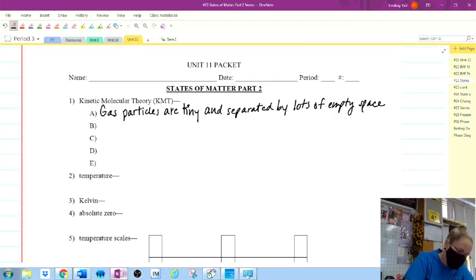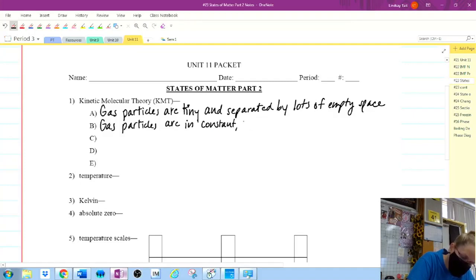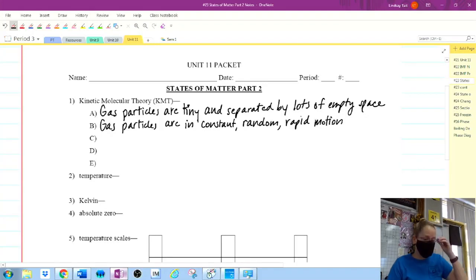All right, next thing. Gas particles are in constant, random, rapid motion.